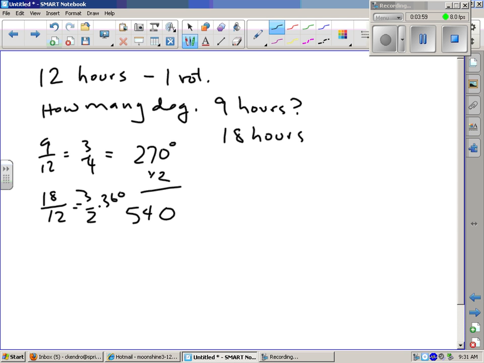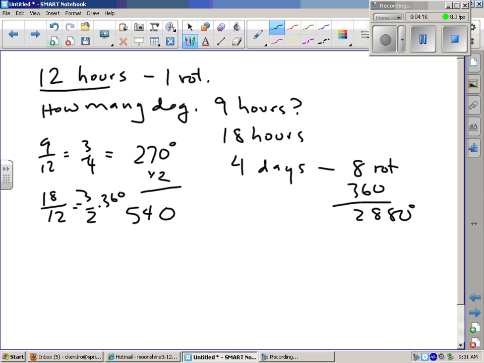What about 4 days? Every 12 hours it rotates once, so in 4 days it rotates twice a day, which is really 8 rotations. So 8 times 360 would give you 2,880 degrees. No matter how many rotations it is, you're just going to multiply by 360 every time.